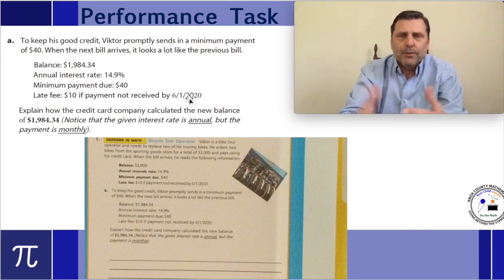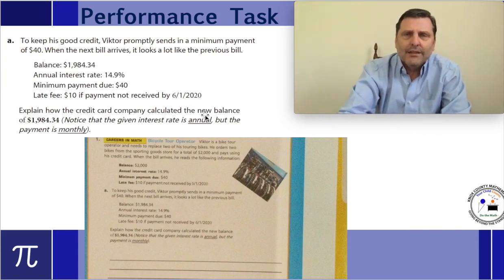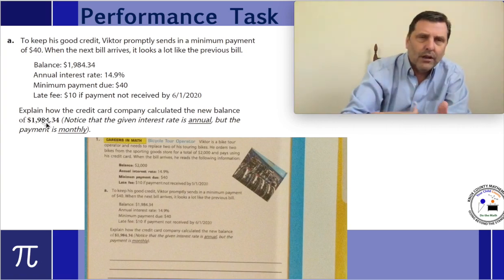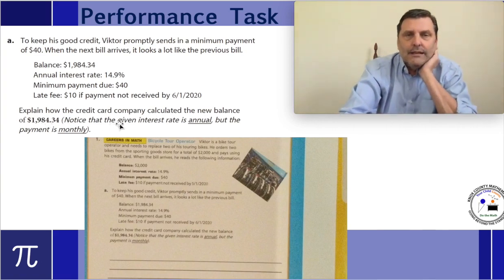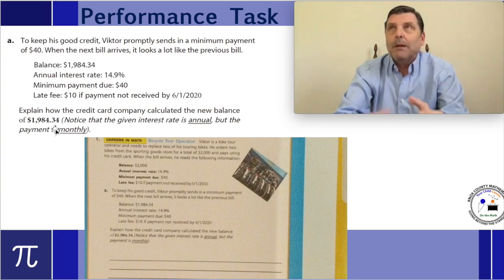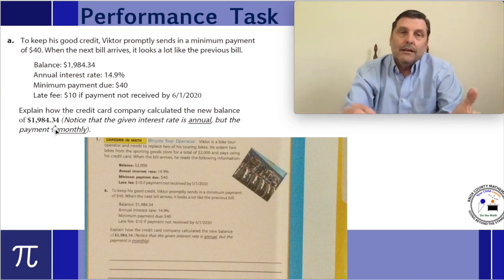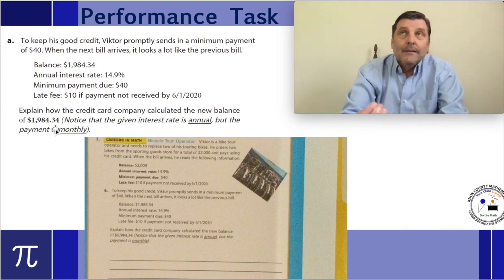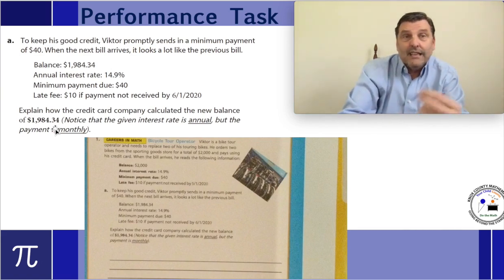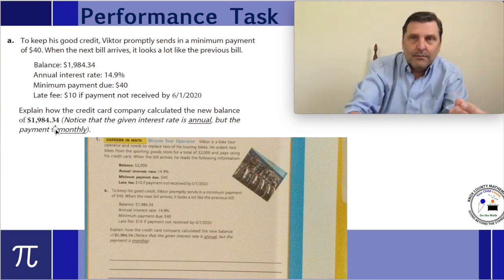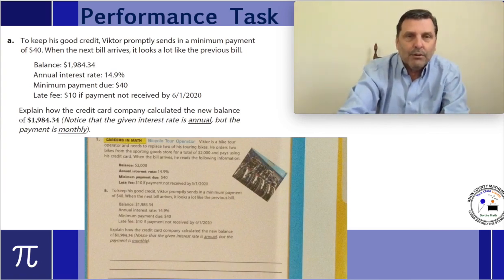Now, what we want to do with this problem is explain how the credit card company calculated the new balance of $1,984 as opposed to just taking the $40 away. Notice the given interest rate is annual, yearly, but the payment is monthly. Since there are 12 months in a year, they're going to take that interest rate and divide it by 12, because this is how much is due each month. So let's see how we work that problem.